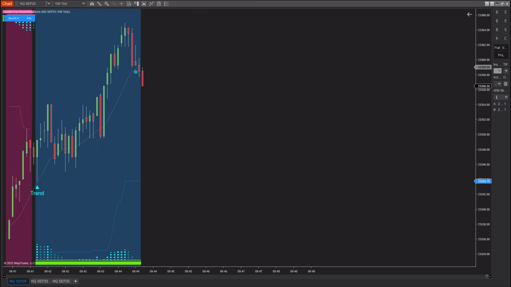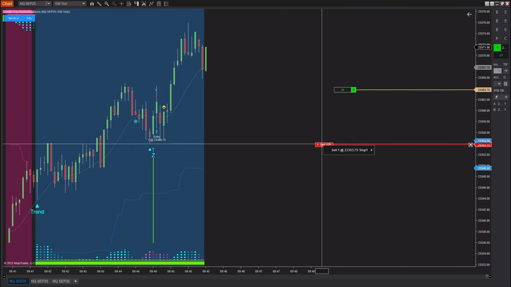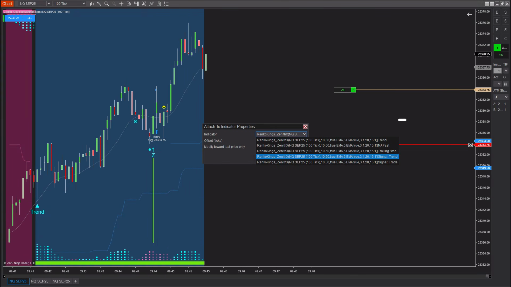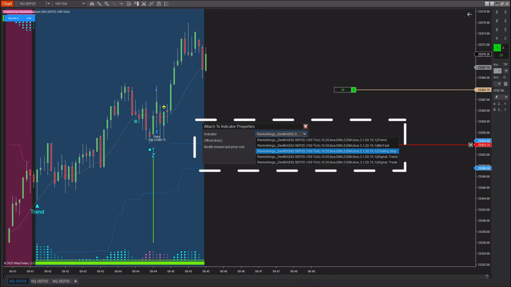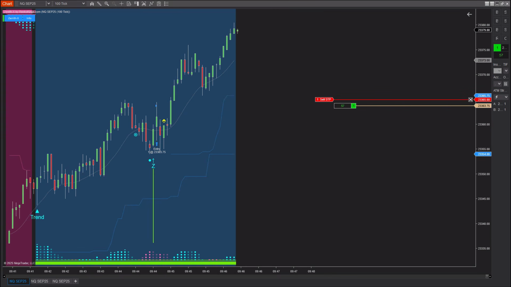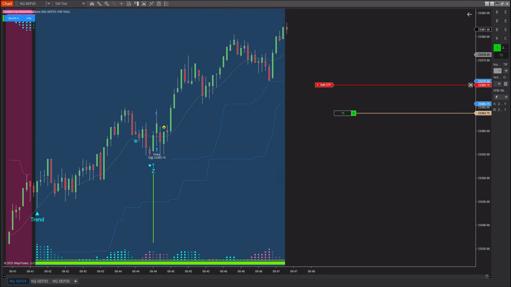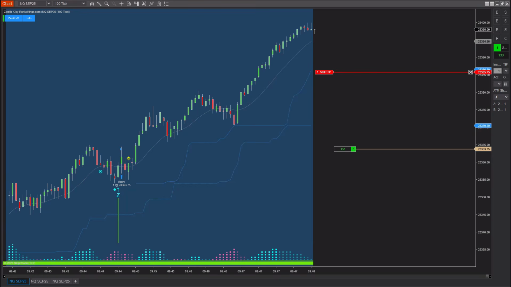You can also attach the trailing stop line to your stop order, allowing the system to automatically adjust your stop loss when necessary. With this feature, there's no need for manual tracking. The system will monitor the trailing stop line in real time and automatically update your stop level, helping you protect your profits efficiently without missing any key market moves.